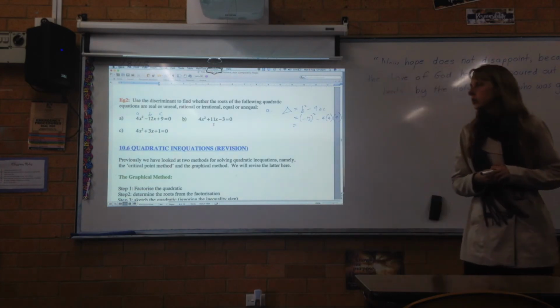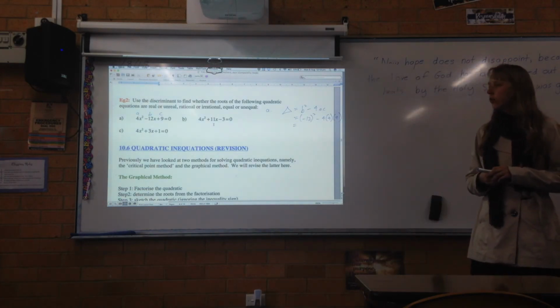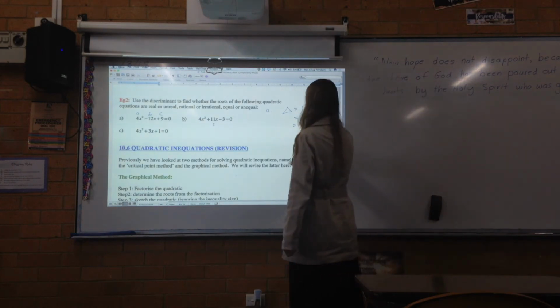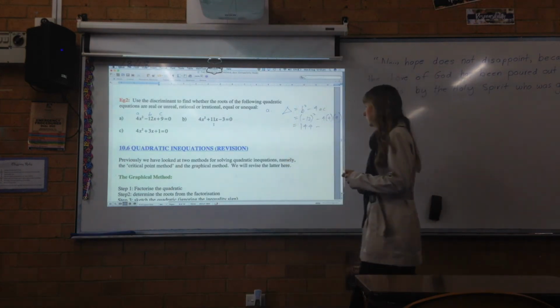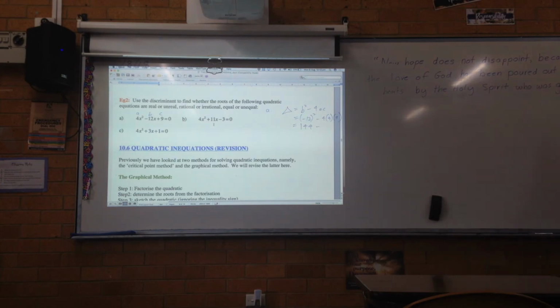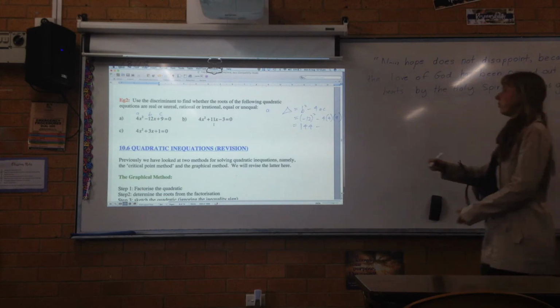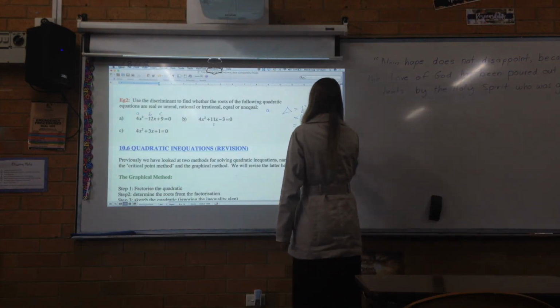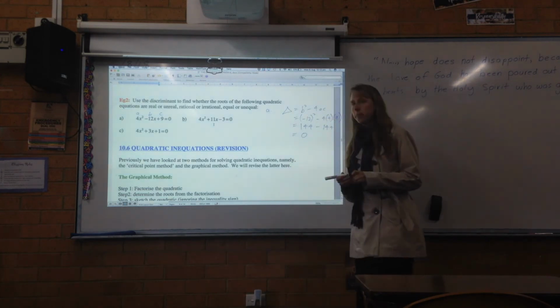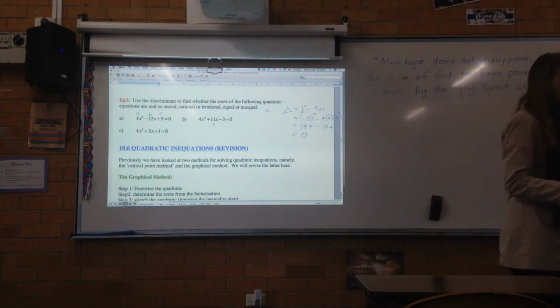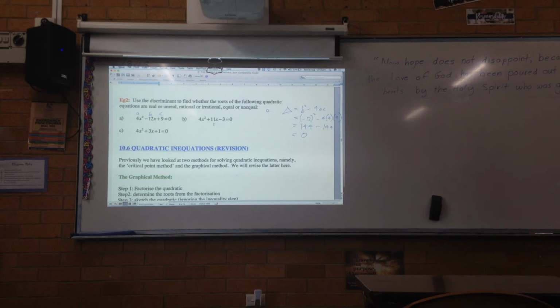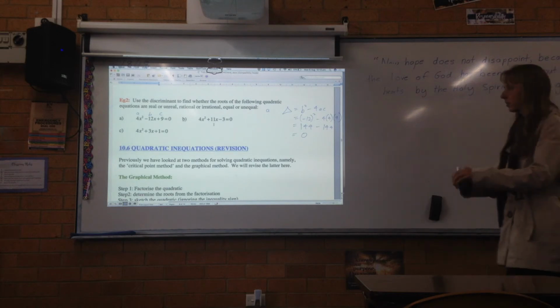Well, negative 12 squared is going to be 144. Minus 4 times 4 is 16. 16 times by 9, and 16 times by 9 is once again 144. So the discriminant is 0. What does this tell us about the roots? Two real. So the roots are real?